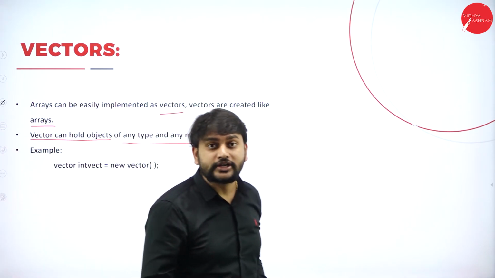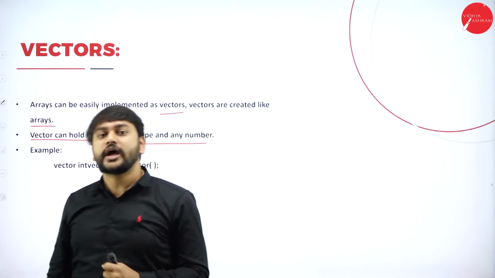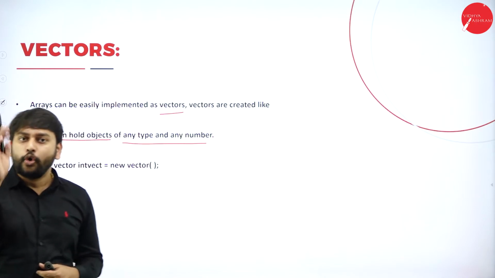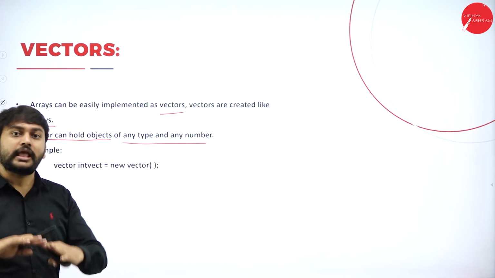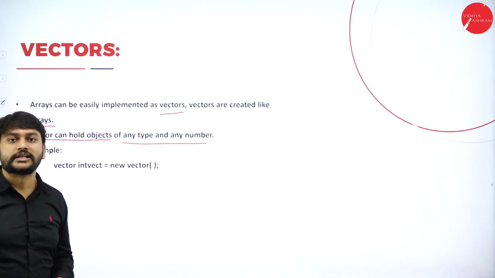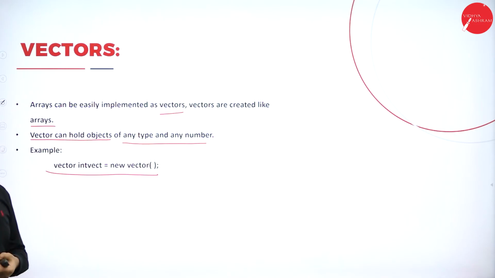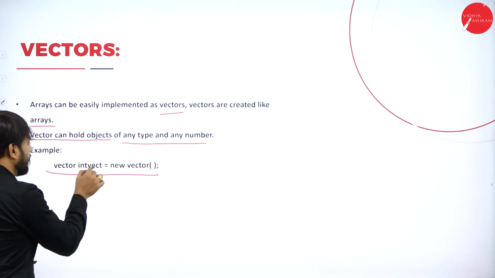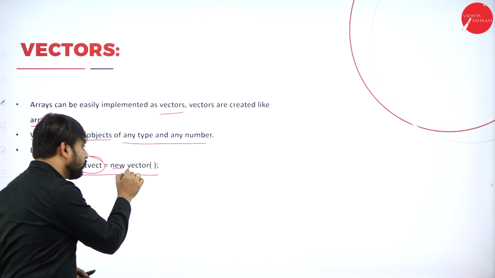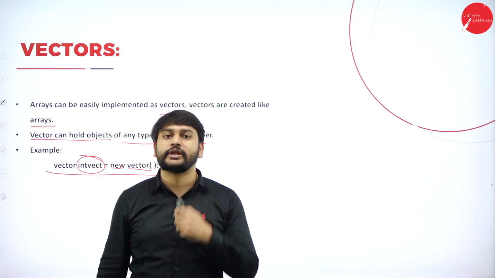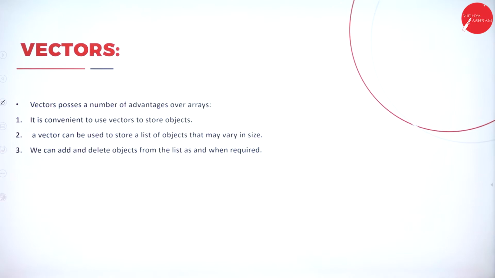But when it comes to an array, it is not possible. It stores only one type. But when it comes to the vectors, does it store only one type? No, it can store any type and any number. That is the speciality of vectors. So what do we have to do? Please understand, the vector and the name of the vector, the new keyword we have to use, followed by the constructor. So fine. This is the syntax to create the vector.